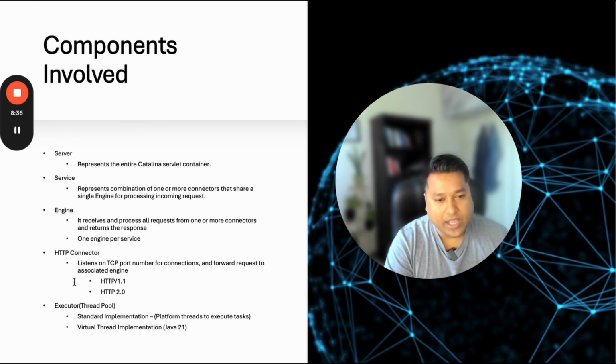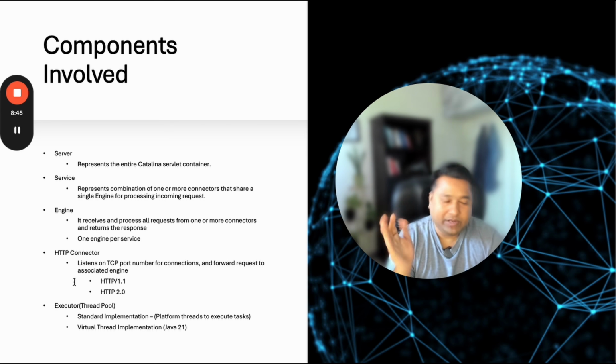And then again, we have our main important component that you will find everywhere, the thread pool. It's the same concept: it maintains a thread pool for handling all the TCP connections. The thread pool in Tomcat comes with two implementations. One is the standard implementation that uses the basic platform threads to execute the task. The second one is the virtual thread implementation.